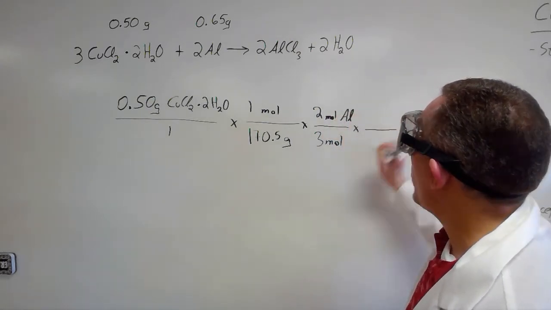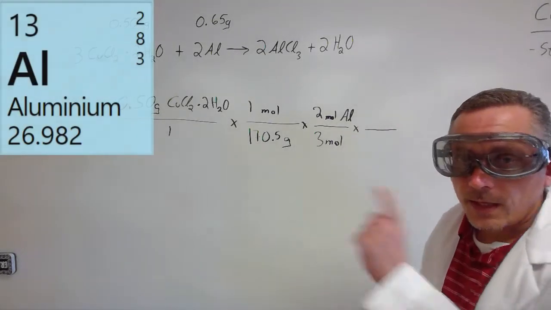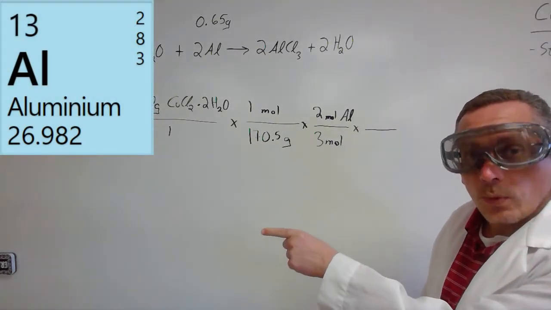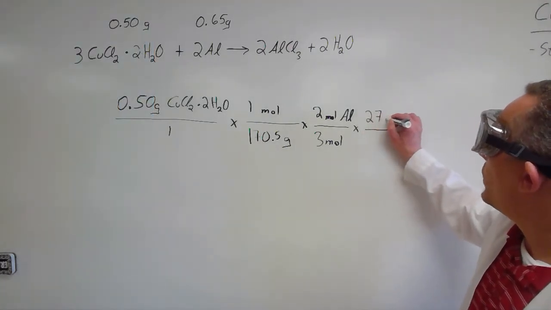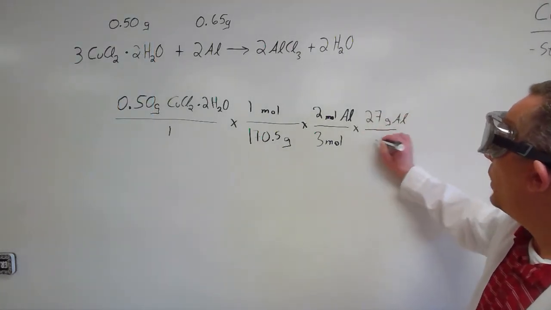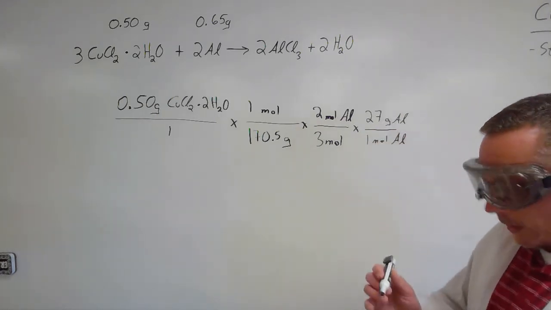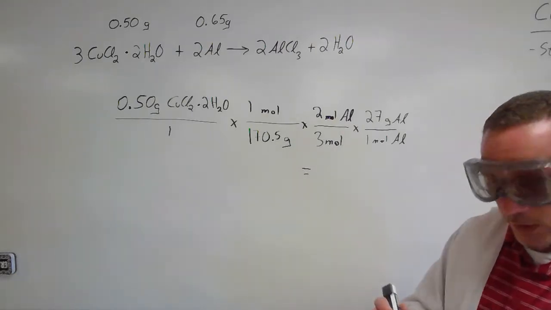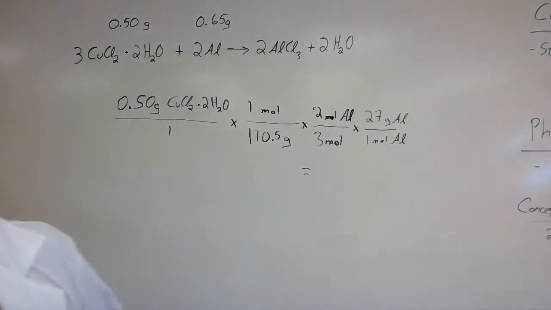And then in my fourth fraction, I will go to the periodic table and look up aluminum. And as you can see there, it's about 27 grams per mole. So I'll put 27 grams on the top here and 1 mole on the bottom. Okay, let's work this out and then we'll analyze what we get and decide which one is the limiting reactant.